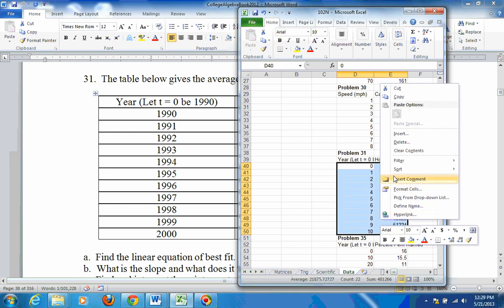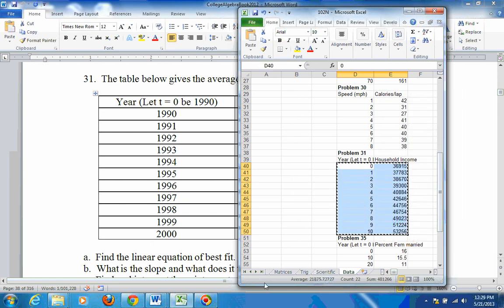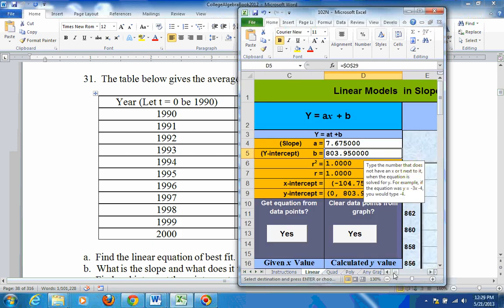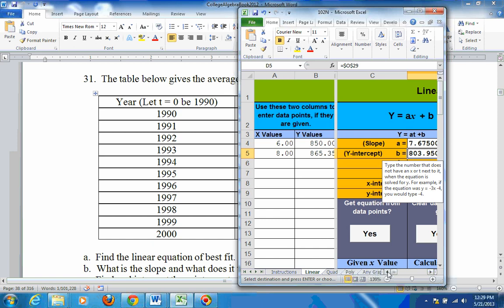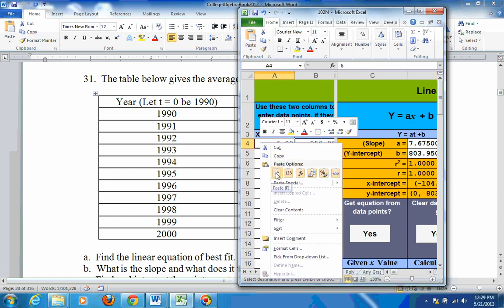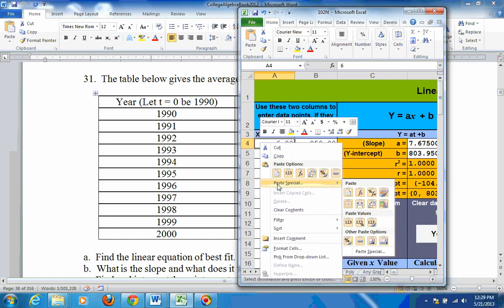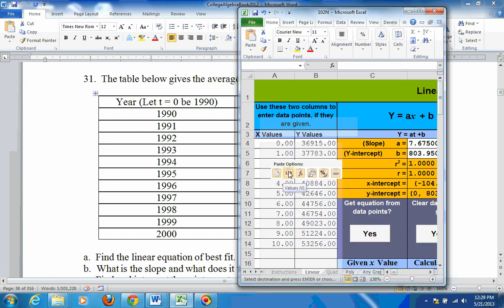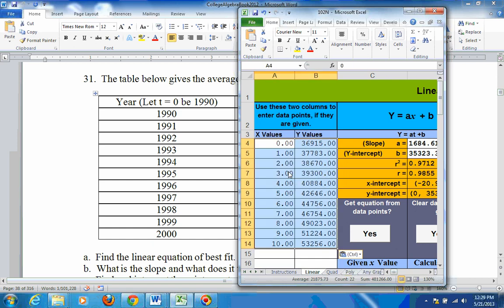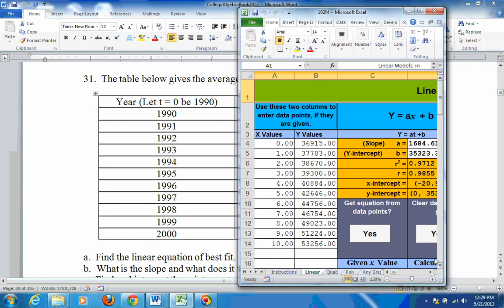copy them, and then go to your linear sheet, and right here do a paste special, and we want to paste them as values, and I think that's it right there. Yeah, values. And then the equation is right there.